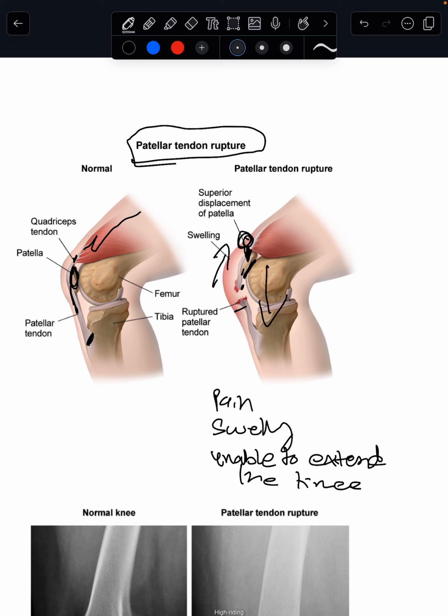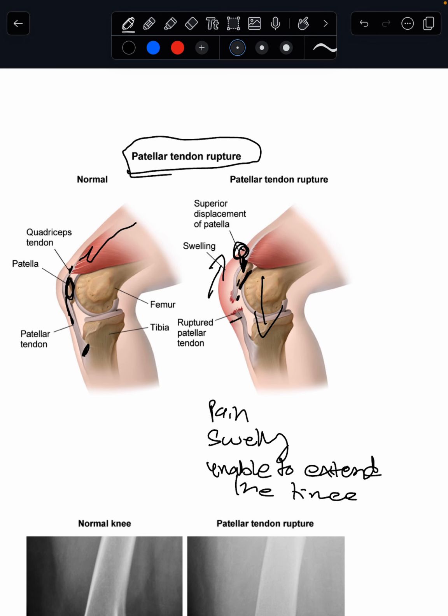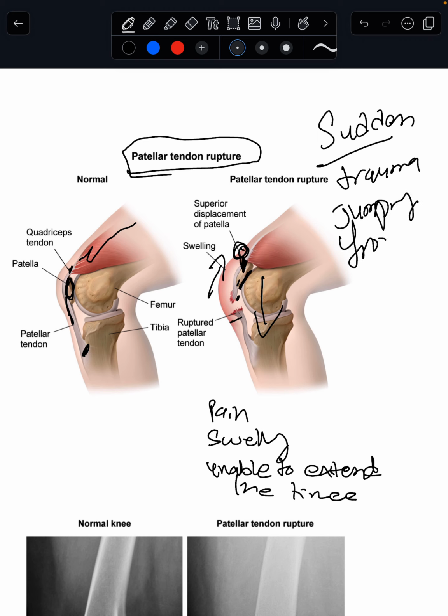So let's summarize the usual things that we need to know about patellar tendon rupture. Symptoms are pain, trouble walking, and inability to keep the knee straight. The onset is usually sudden, either due to trauma, falling directly on the knee, or jumping from a height. When we jump from a height, it might get ruptured.